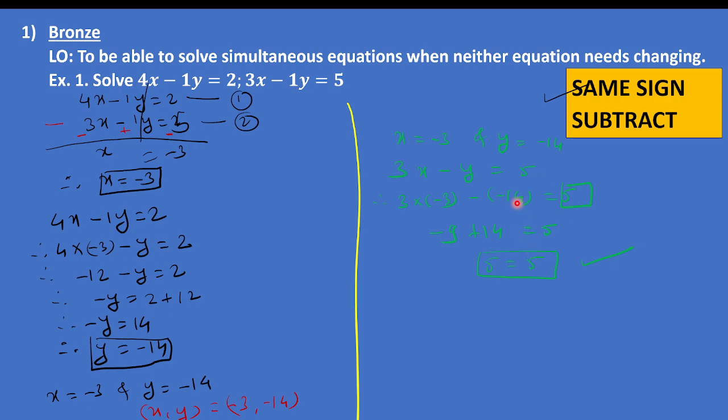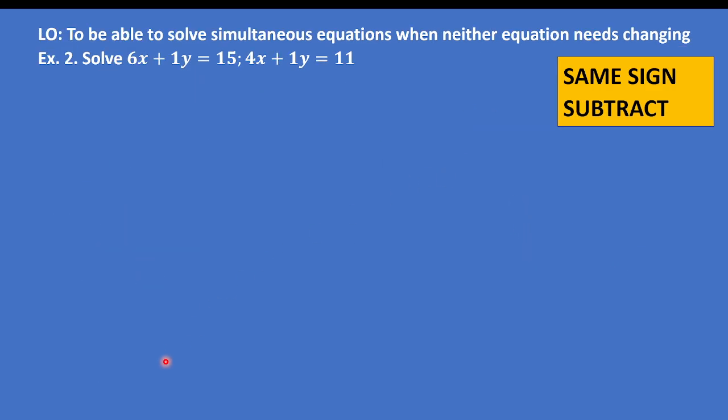Okay, so now let's move to the next question. So now the next question is 6x plus y equals to 15. I'm giving this a label as equation 1, and the second one is 4x plus y equals to 11. This I'm labeling as equation 2.